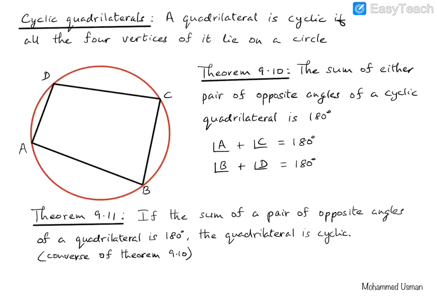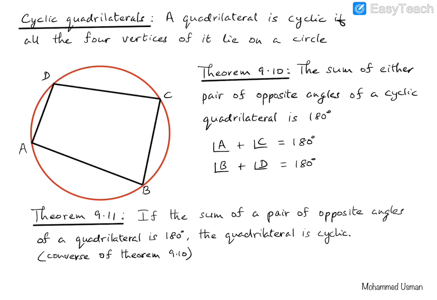The next topic in this chapter is what is called cyclic quadrilaterals. A quadrilateral is said to be cyclic if all its 4 vertices lie on a circle. So we have a quadrilateral here, quadrilateral ABCD. All the 4 vertices of the quadrilateral are lying on the circle. Such a quadrilateral is said to be a cyclic quadrilateral.